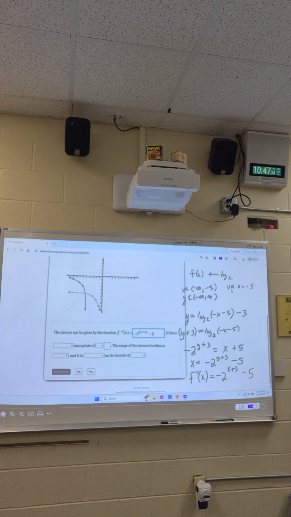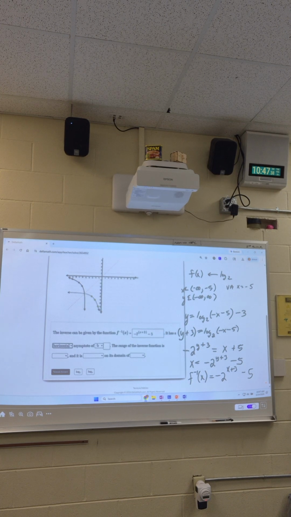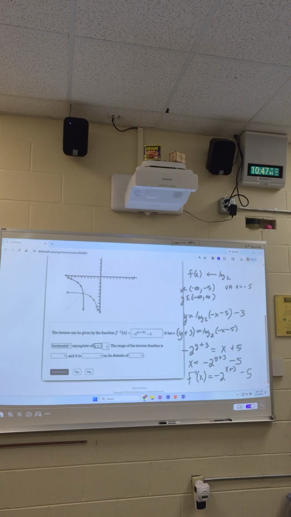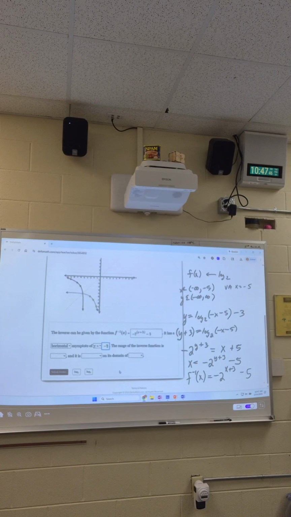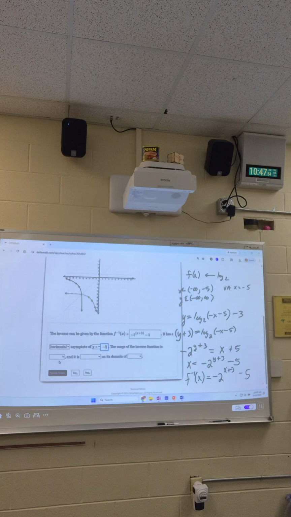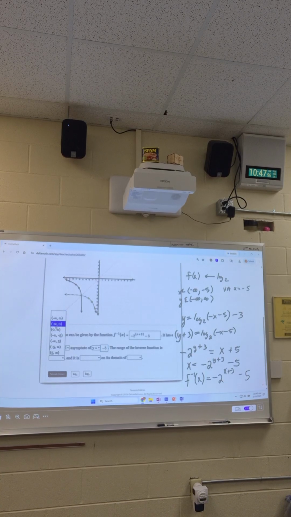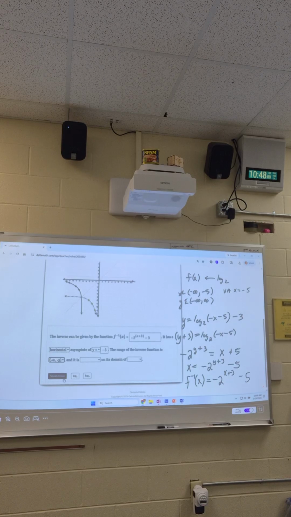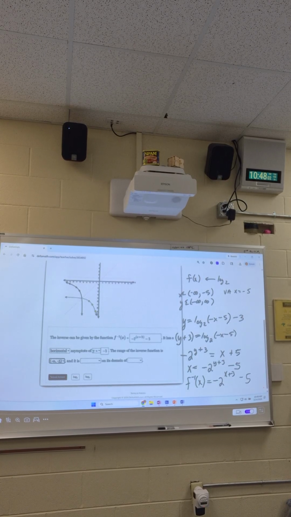This one had a vertical, so we are going to have a horizontal, right? Because x and y switch. Instead of being a vertical at x equals -5, it's at y equals -5. The range and domain switch. So the domain of this function was negative infinity to -5. That means that's going to be the range of the inverse. Negative infinity to -5.